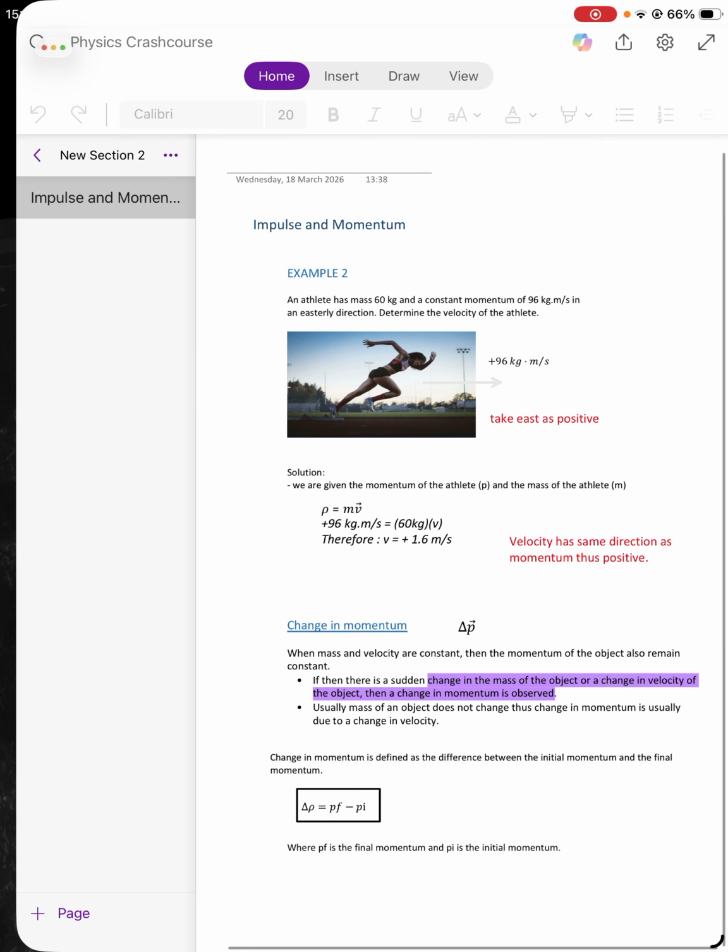That is to say, when we observe a change in velocity, we have a final momentum and the initial momentum. Initial momentum corresponding with the initial velocity, and final momentum corresponding with the final velocity of the object. When we subtract the initial from the final momentum, that's when we are going to find our change in momentum.